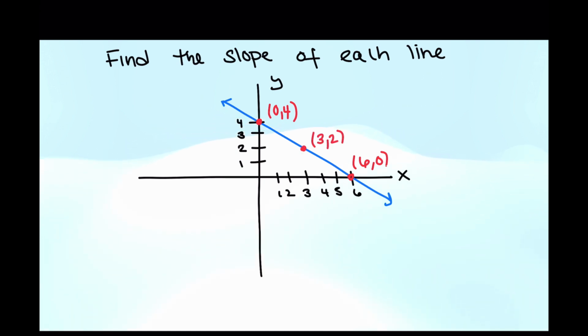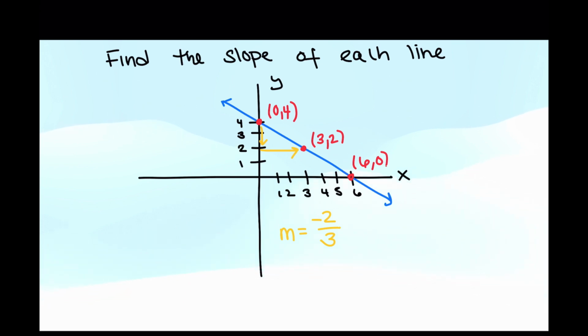I could also use a different point on the line. You can actually use any 2 points on the line. I chose 0, 4 and 6, 0 because they were easy to see. But if you look closely, this line actually does go through the point x equal 3, y equal 2. So I could use that point as well. And I can pick any 2 points on this line, I'll get the exact same answer. It doesn't matter which 2 points we pick.